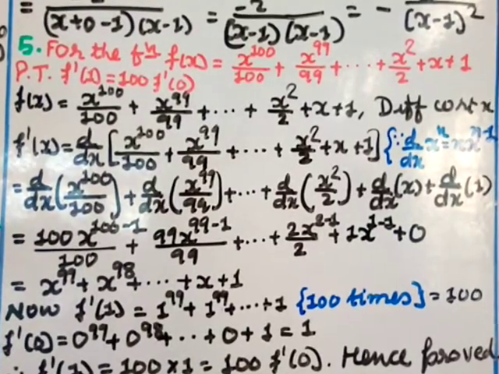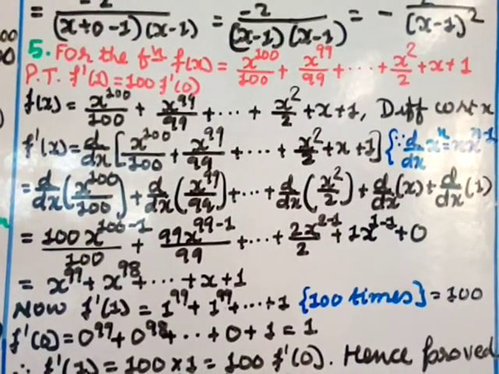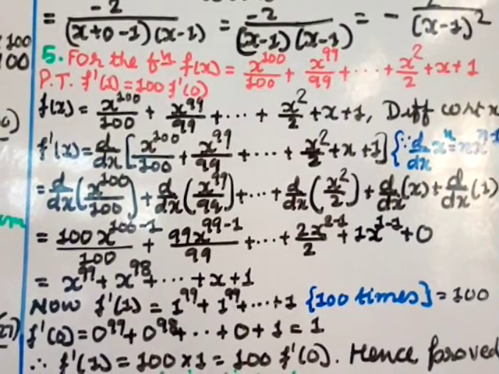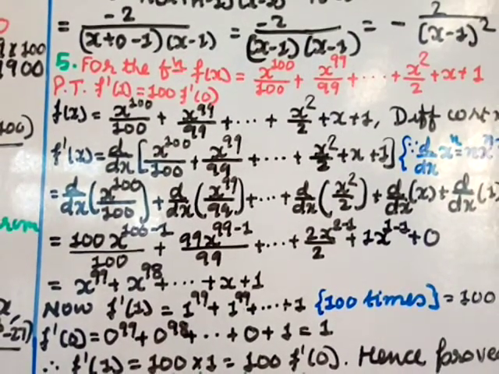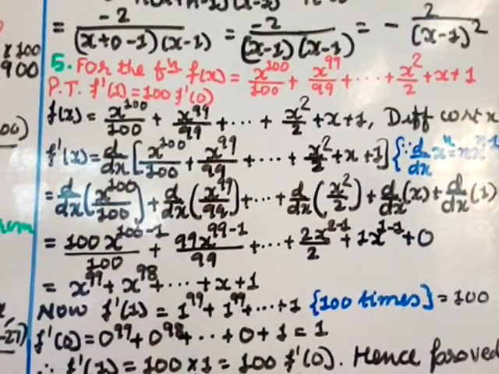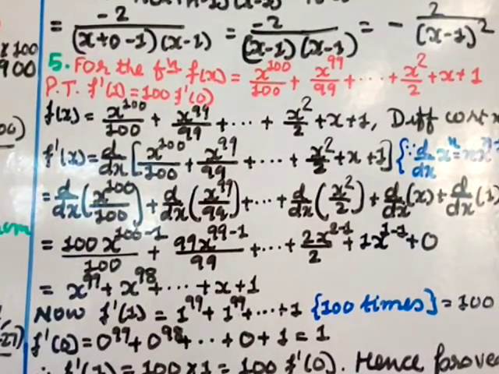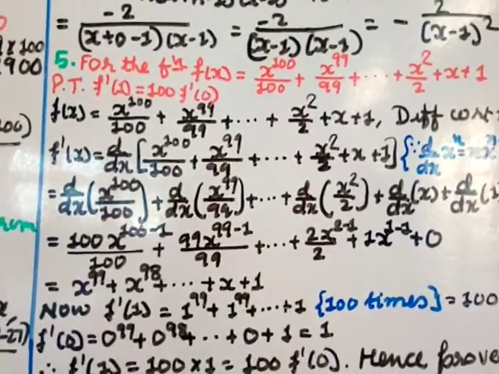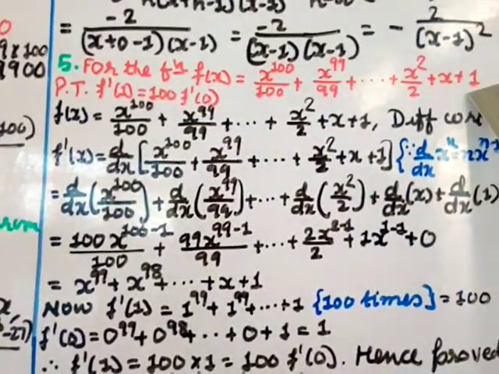Question number 5. For the function f(x) is equal to x power 100 divided by 100 plus x power 99 divided by 99 plus up to plus x square by 2 plus x plus 1, prove that f dash 1 equal to 100 times f dash 0. First let us find the derivative of these.